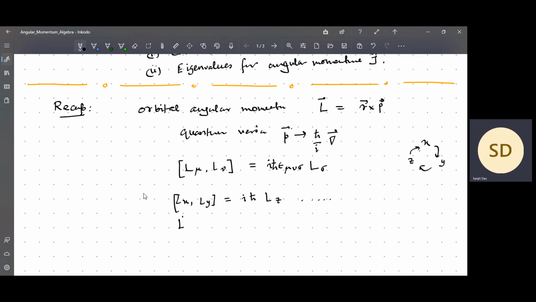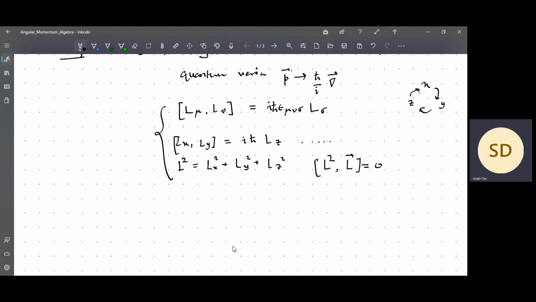And also you can see L square, which is nothing but Lx square plus Ly square plus Lz square. And the commutation of L square with Lz or Lx or Ly in general is equal to 0. I am writing that together, so component wise that is also equal to 0. These results we have already seen, and we are going to generalize this and study more about this angular momentum algebra.